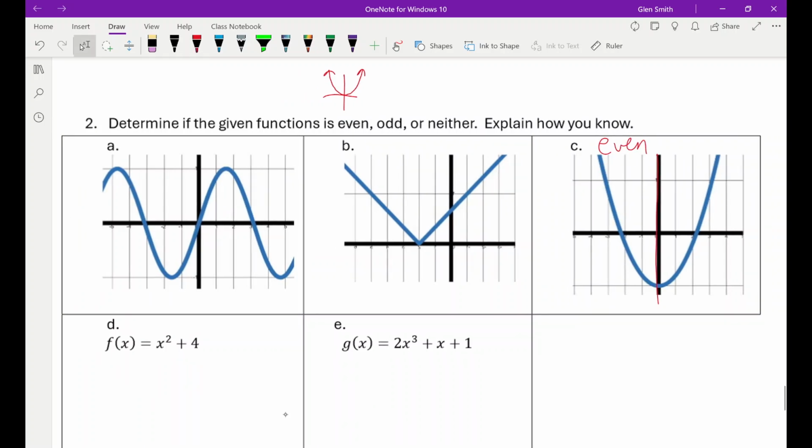All right. Odd means it's the same but flipped over. So odd, like if this side goes up, this side does the same, but it goes down. And you can see that this is an odd one.